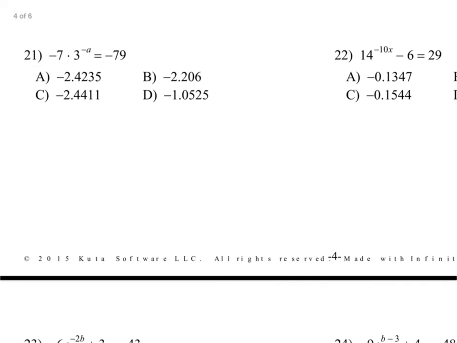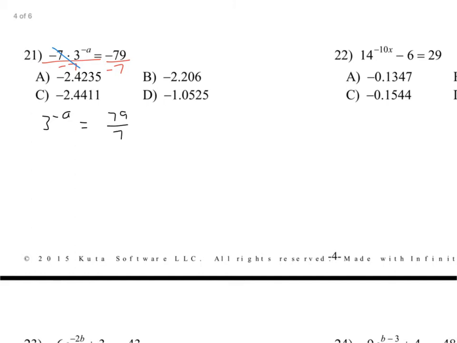21 is similar. There's just a little bit more going on. So in the previous question, the base was already isolated, but in 21, that base is not isolated. It's being multiplied by -7. So recall that one of the first things that we wanted to do was to isolate the base. So here we want to divide by -7. So those -7s are going to cancel. And then rewriting, we get 3 to the negative a power equals 79 over 7.